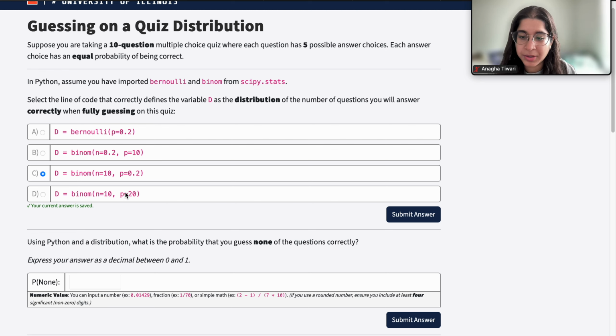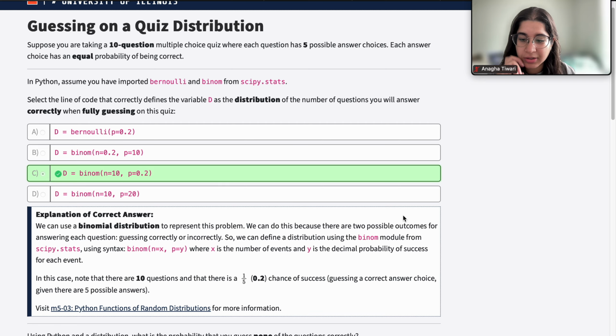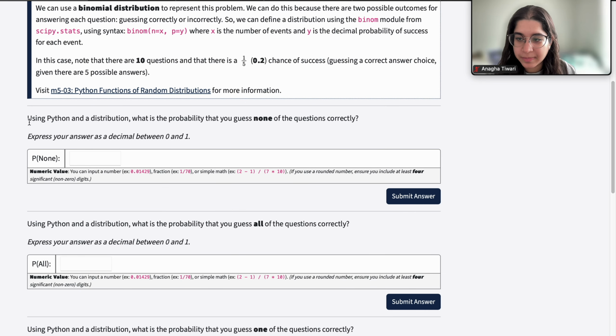p equals 20 is wrong, because we want the probability to be between 0 and 1. And again, it can't be Bernoulli because it has 10 trials, and this one is incorrect because n should be equal to 10, not 0.2. I think they flipped the parameters around. So this is correct.